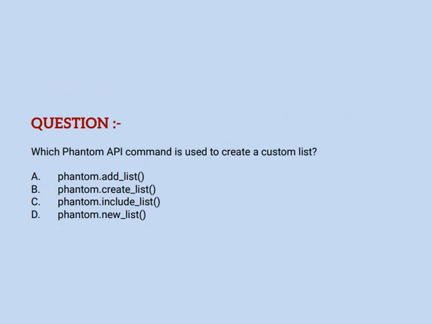Next question is, which Phantom API command is used to create a custom list? Option A, Phantom add list. Option B, Phantom create list. Option C, Phantom include list. And option D, Phantom new list. The correct answer is option A.